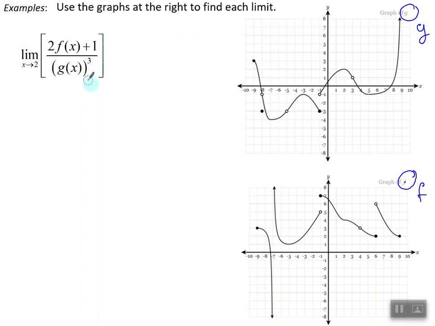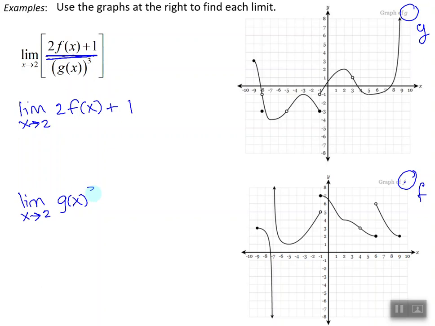We've got a lot going on here, so let's just think about our different properties. The first thing we notice is that we have a quotient. So it's best to deal with quotients one part at a time. We'll look at the numerator, the limit as x approaches 2 of 2f of x plus 1. Then we'll look at the denominator, the limit as x approaches 2 of g of x cubed. I want those extra parentheses there, otherwise it might look like it's x cubed, but it is not. It is g of x that is cubed.